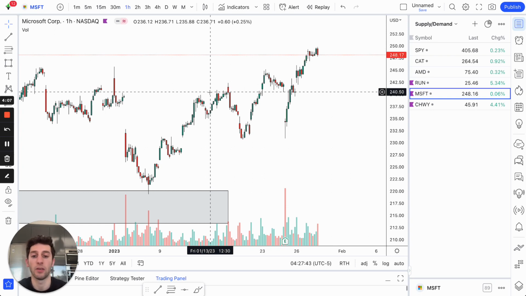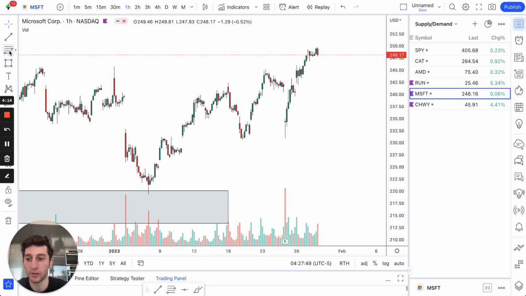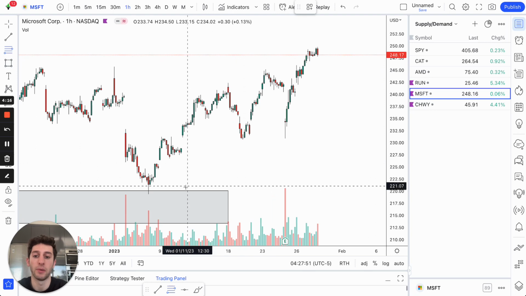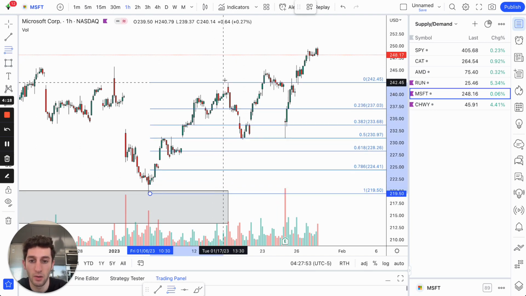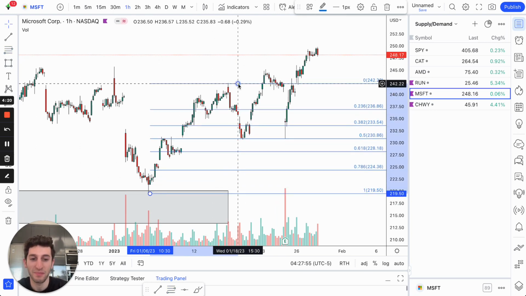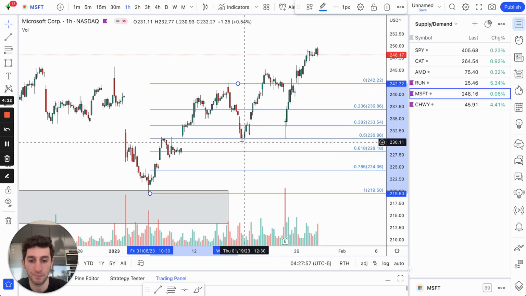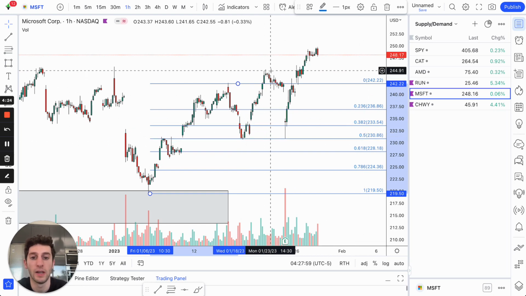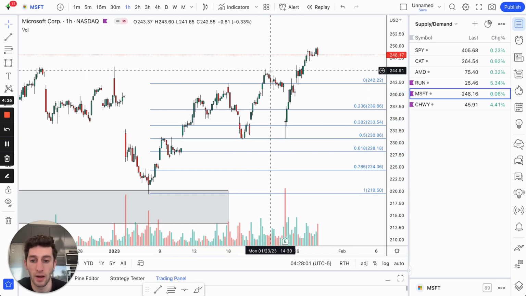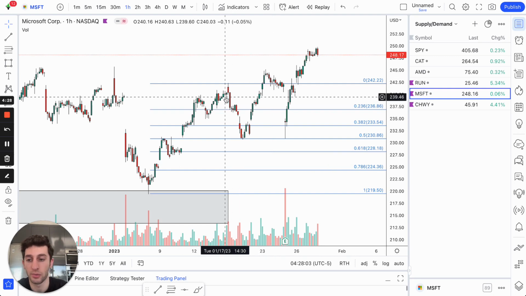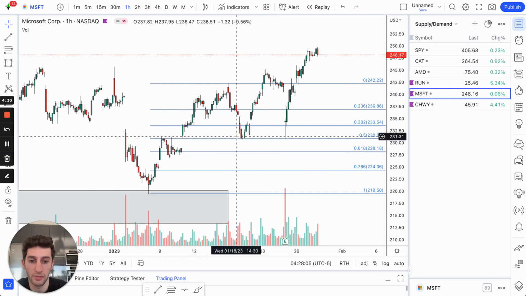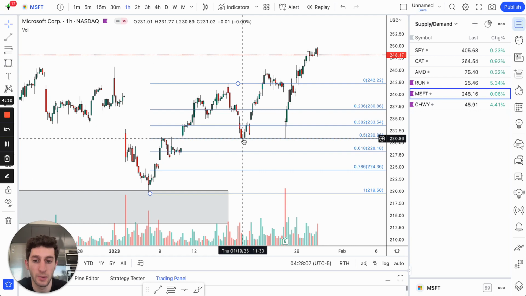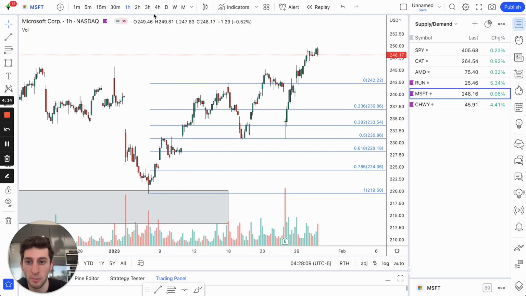Now that pullback that you enter on doesn't have to be supply demand based. It can be on a few different conditions or parameters. For this example here, if I take my Fibonacci retracements from the low all the way up to the high, you can see that we hit the 50% mark beautifully, bounced off it, and made a new high up to 245. So if you wanted to, a certain trade you could do here was getting in right at this 230 on the 50% retracement and putting the stop right below this demand zone here.